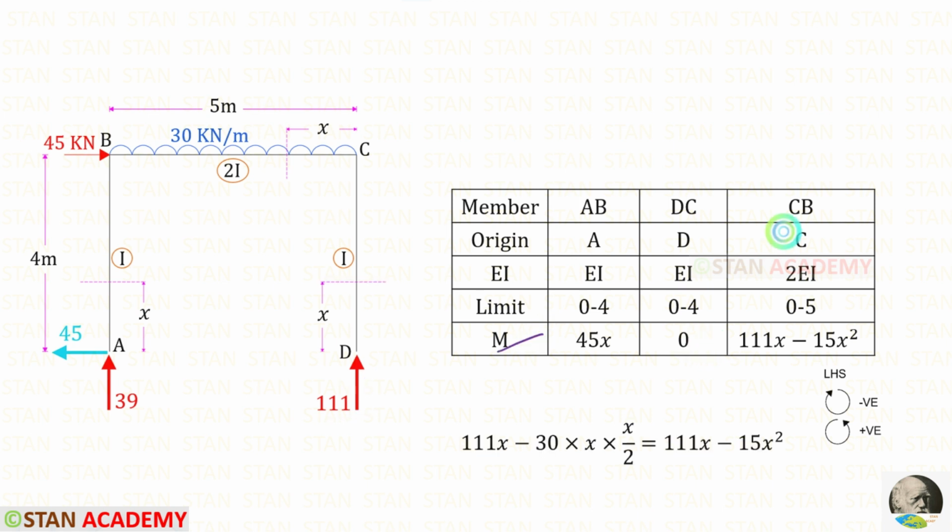Let us find M in CB. Up to the section, we have VD and the uniformly distributed load of 30 kN per meter. VD is acting in the anticlockwise direction so it will be positive and the distance is x, so 111x. The UDL is acting in the clockwise direction so it will be negative. We know that with the UDL we have to multiply the distance and then the distance by 2. x into x will be x square. 30 upon 2 will be 15.